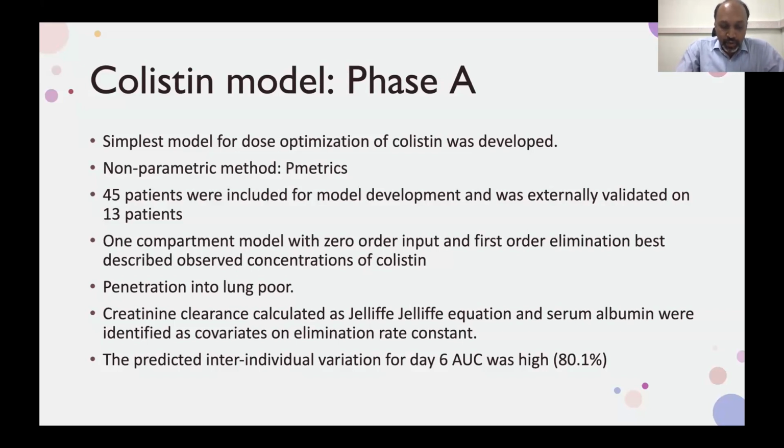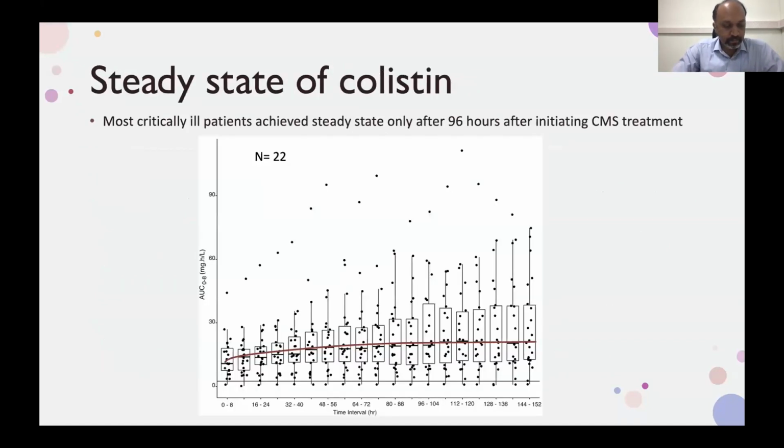The day 6 24-hour AUC was predicted for all the patients who received colistin sodium for more than 6 days. And the inter-individual variation for this day 6 AUC was 80%. So colistin exposure was predicted over a period of 6 days in patients who received colistin sodium for more than 6 days. And all these 22 patients received a loading dose of 9 million international units. However, it took 96 hours for the median predictions to fall in steady state after receiving a loading dose of colistin sodium.